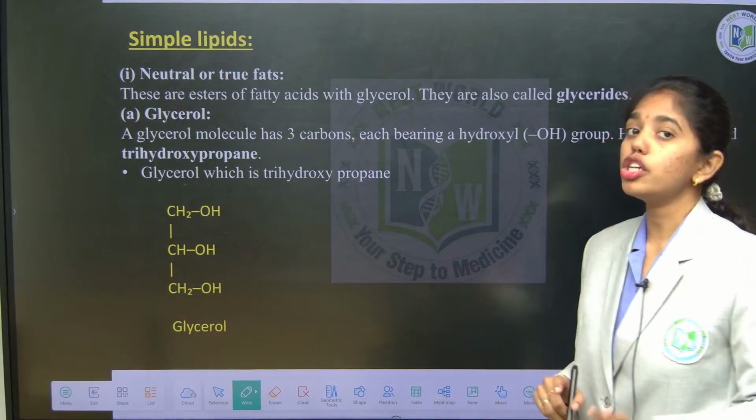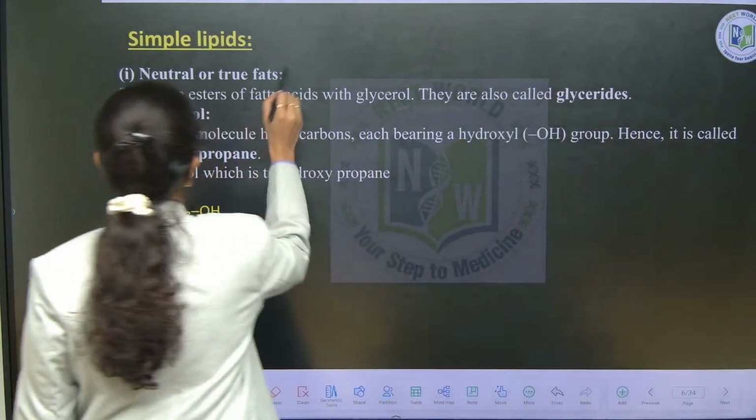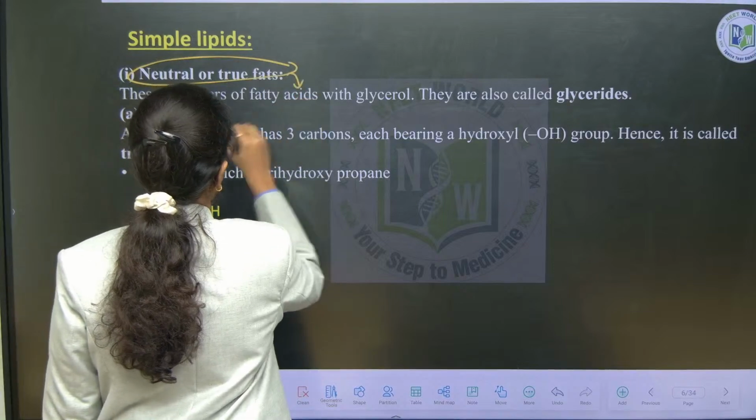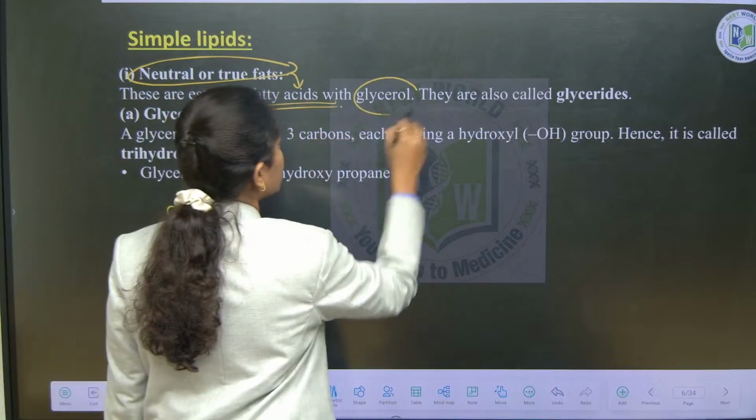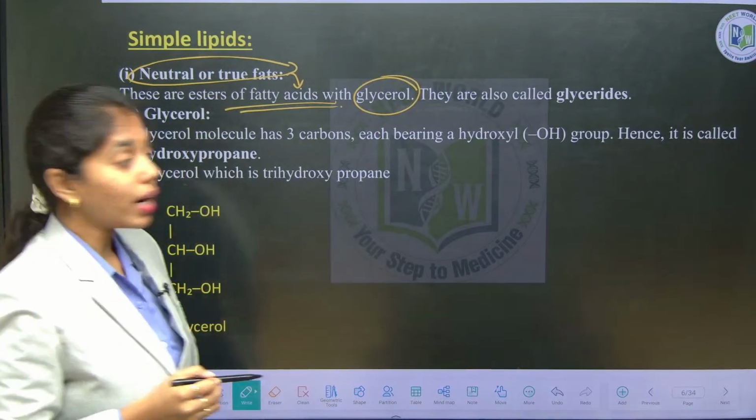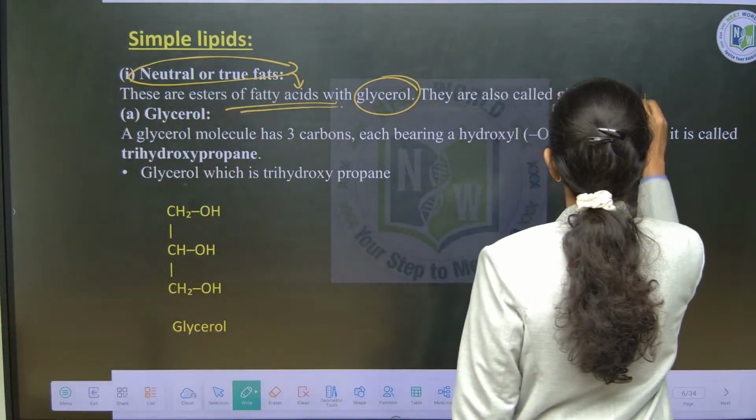These are esters of fatty acids. What are these neutral fats? They are esters of fatty acids with glycerol. So they are addressed as what? Glycerides. They are addressed as glycerides.